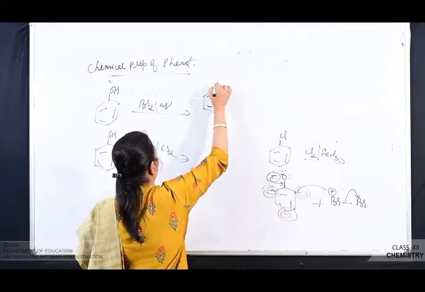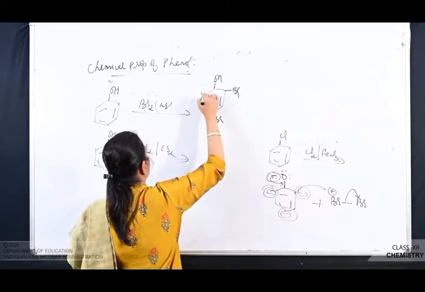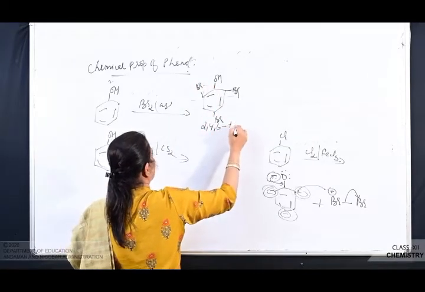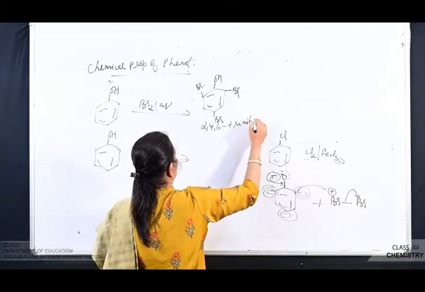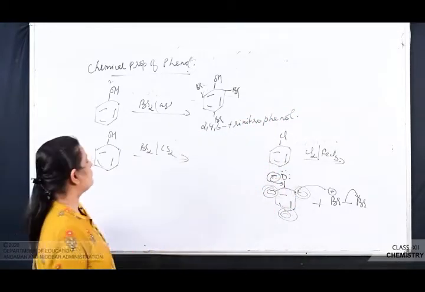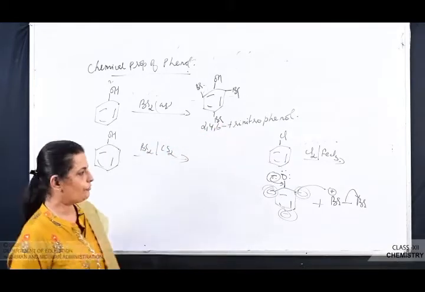So you are getting 2,4,6 tribromophenol. So is it clear? That is, phenol when treated with aqueous bromine, you get 2,4,6 tribromophenol.